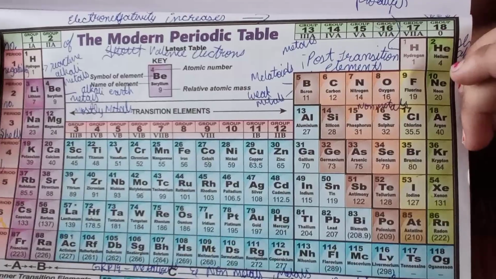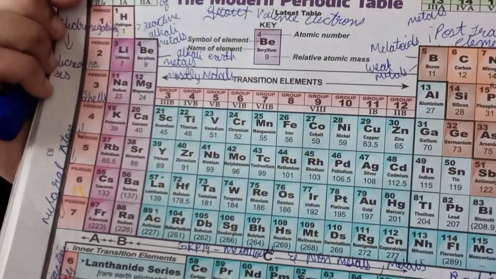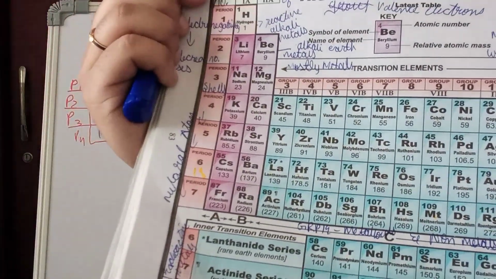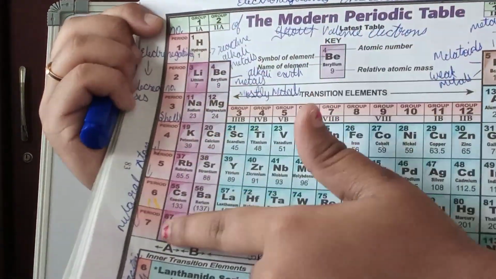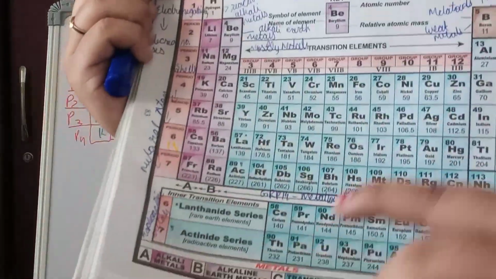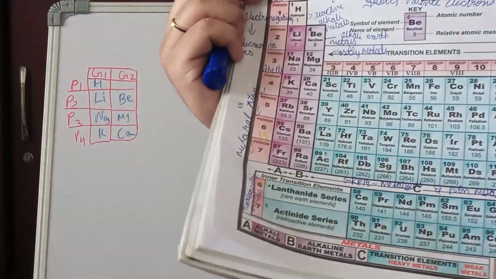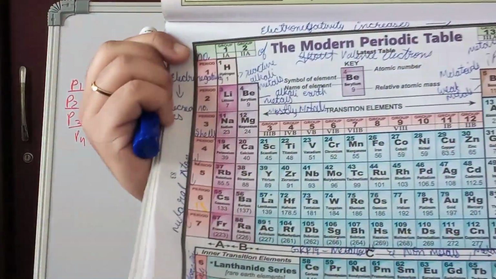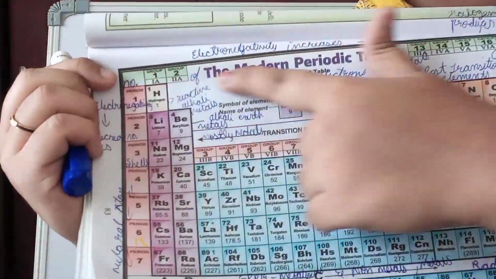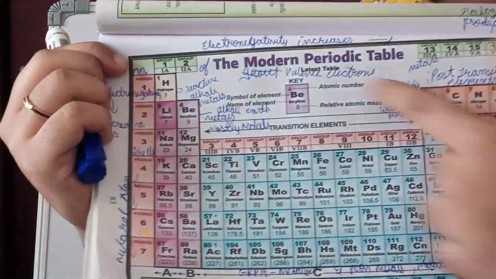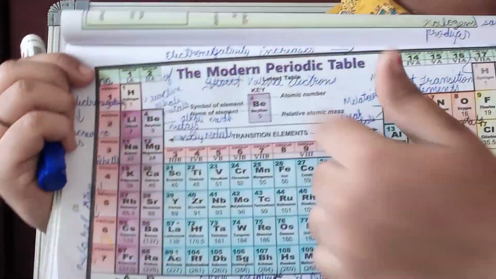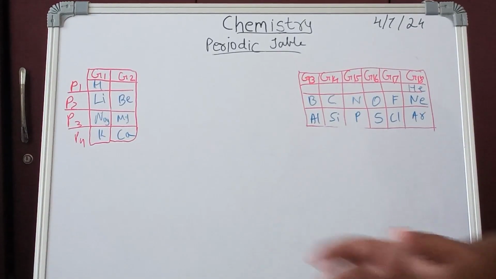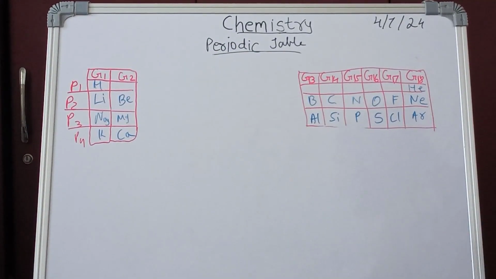And another important thing: if they ask you how many periods are there in the modern periodic table, you have to say there are 7. There are 7 periods. Remember this: you know how many days are there in a week? 7. And how many groups? 18 groups. Just remember this, it is very important. So your periods do not have any names, but your groups have names.